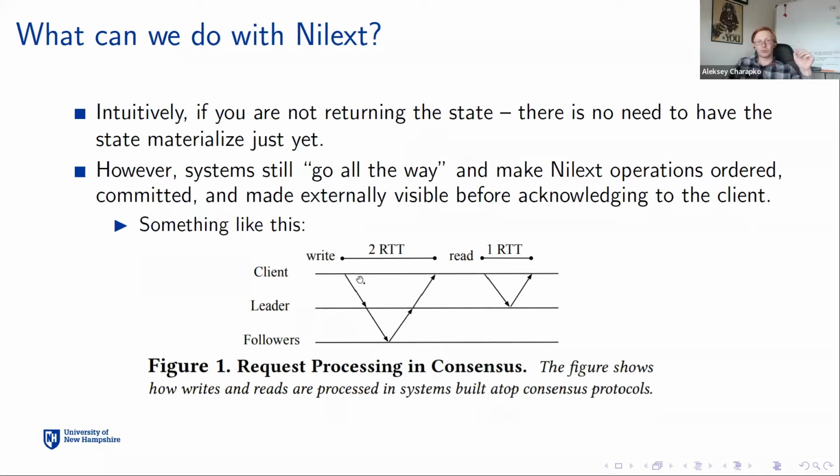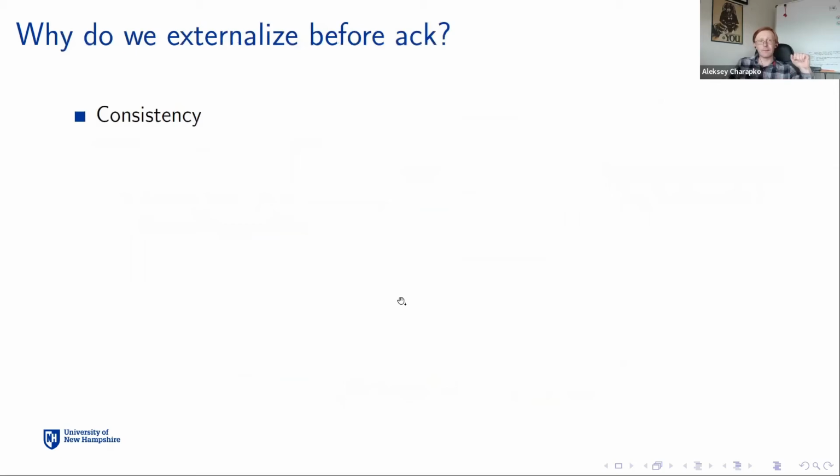So why do we do this? If our intuition is, hey, if it doesn't expose the state, and we don't have to go all the way and make the operations visible, why do we go all the way and order them and make them visible and everything? And the answer is very short. It's consistency. If we want the system to be strongly consistent in particular, then this kind of not exposing the state doesn't really help that much, at least at first glance.